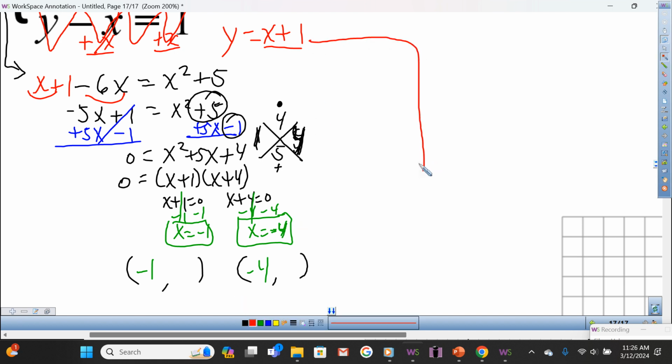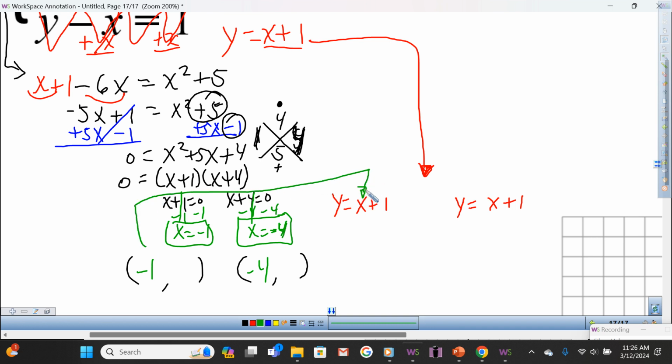Bring this down. We're going to write it twice. y equals x plus 1. y equals x plus 1. Why did we write it twice? Because we're going to substitute first negative 1 for the x, and then for the second one, we're going to substitute negative 4 for the x. So therefore, we end up with y equals blank plus 1. That blank is a negative 1. So what is my y value when x is negative 1? That is 0. So that goes right there.